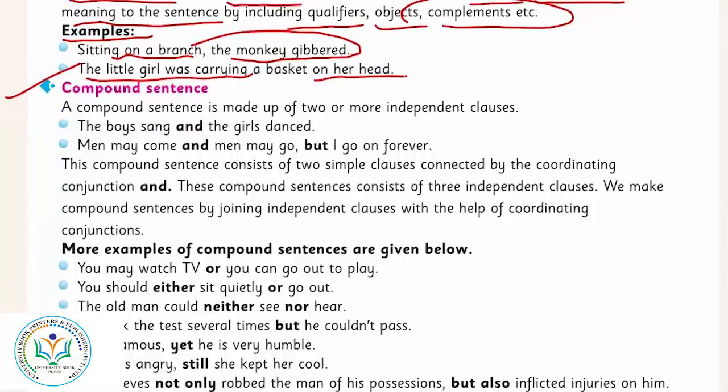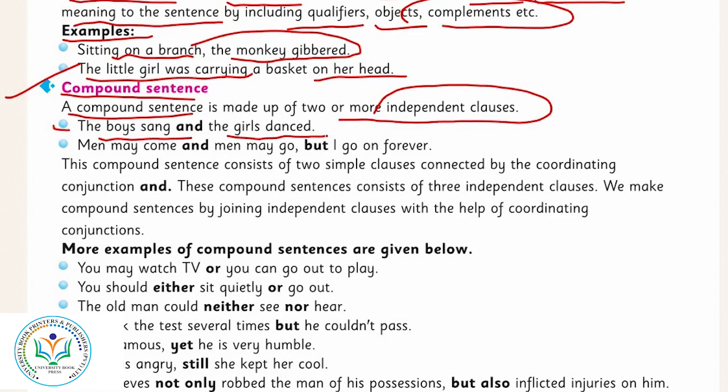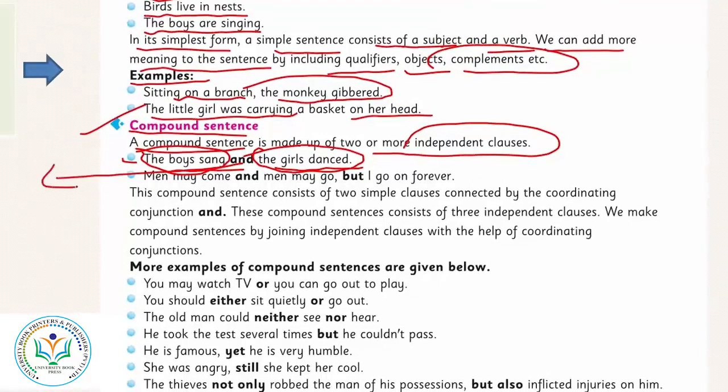Now let's discuss the compound sentence. What is a compound sentence? A compound sentence is made up of two or more independent clauses. A compound sentence consists of two simple sentences. How? Look at the example here. The boys sang and the girls danced. The boys sang is one independent clause, and the girls danced is another independent clause. Here the word and is a conjunction, which joins the two independent clauses together.